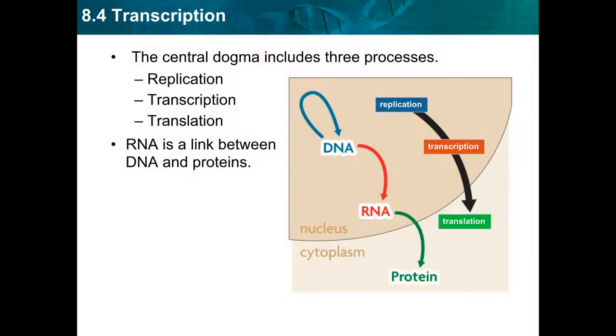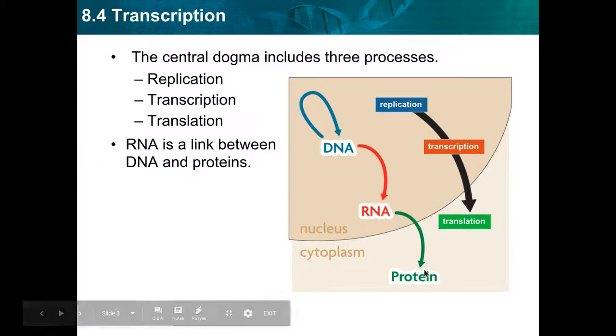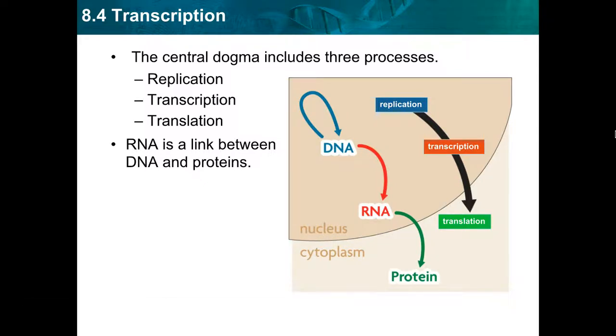Now, the central dogma includes three processes. Replication, which we've already learned about, is the first process, and this is where DNA can make a copy of itself. The next process that we're focusing on today is called transcription, and this is where DNA is used to make a molecule called RNA. Then finally, what we'll be learning about next class is a process called translation, and this is where an RNA molecule is used to finally make proteins. So RNA is going to be the link between DNA and proteins.